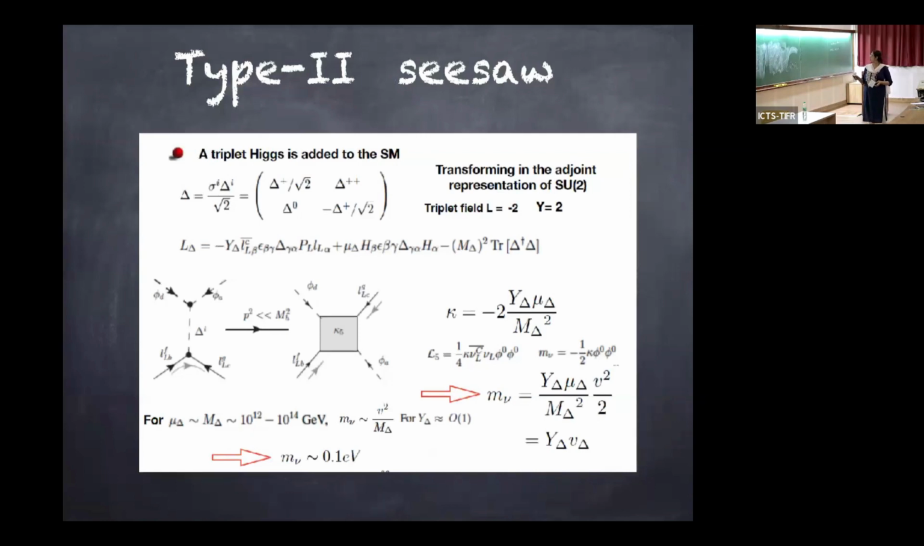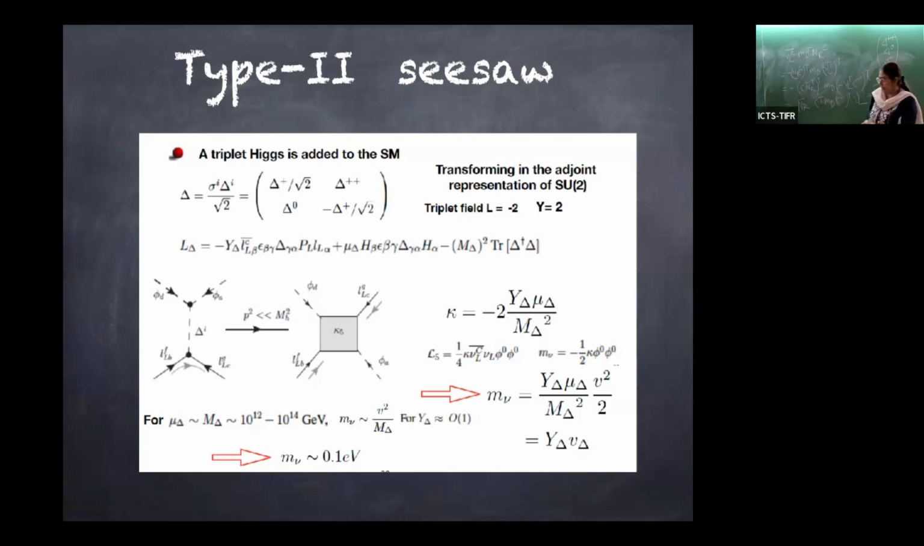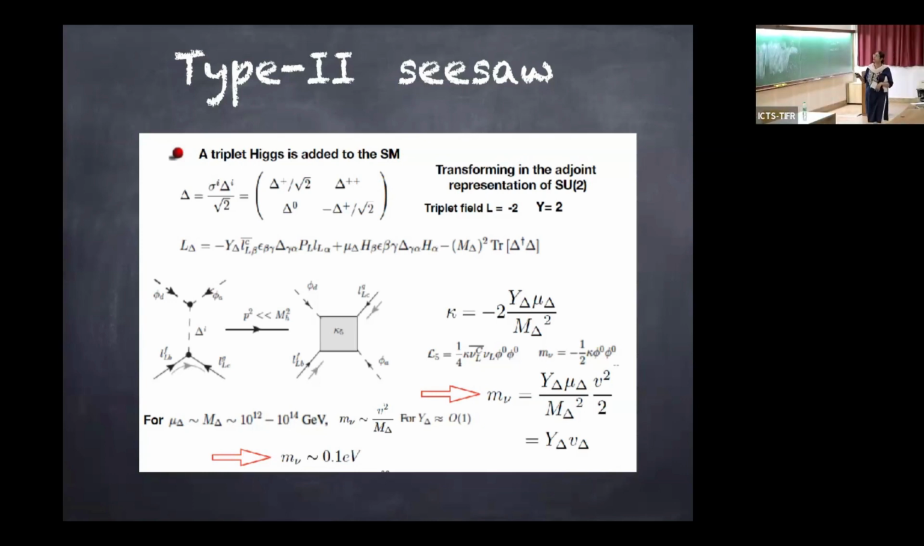Now, I have shown you that a triplet can be written as a 2 cross 2 matrix, and if you write it like this, then this is delta plus plus, delta 0, delta minus. And then you can see that the hypercharge is 2. So I add a Y equal to 2 scalar, and I can again write the Lagrangian.